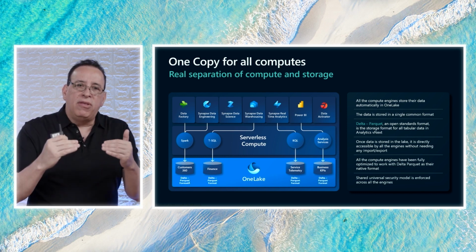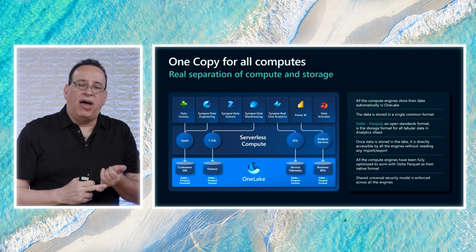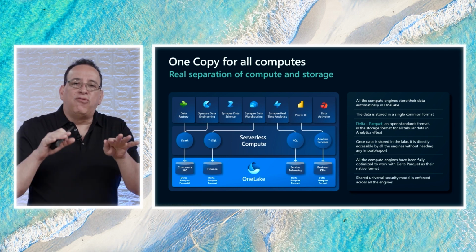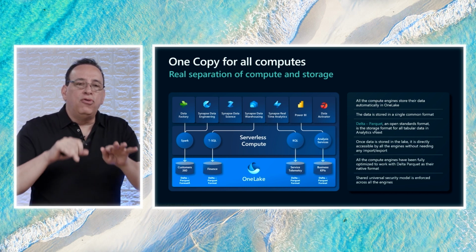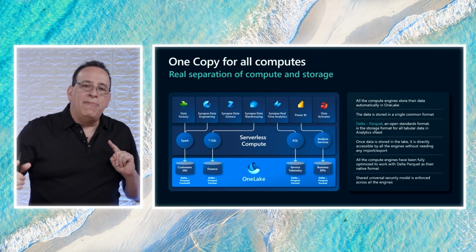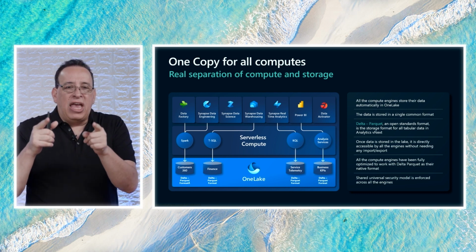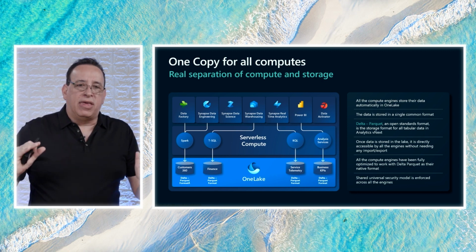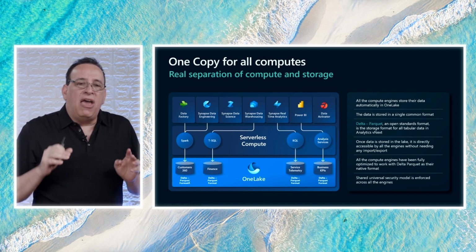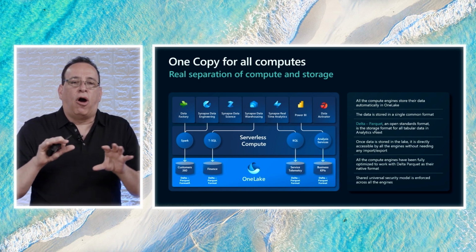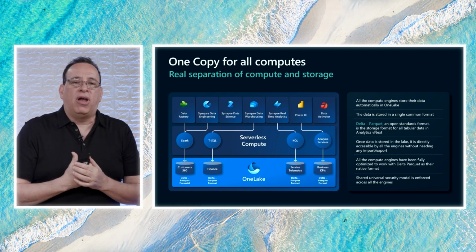We're using the open format of Delta files with Parquet storage for the data that is shared across all our engines. We're doing away with proprietary formats. And what it means is it doesn't really matter which engine saved the data into OneLake. That one copy is good for everything. One engine stores it, every other engine can instantly use the data. We call it the one copy principle. One copy is good for everything.